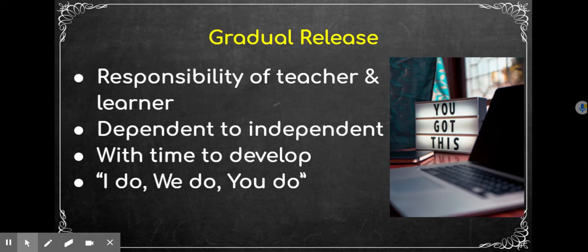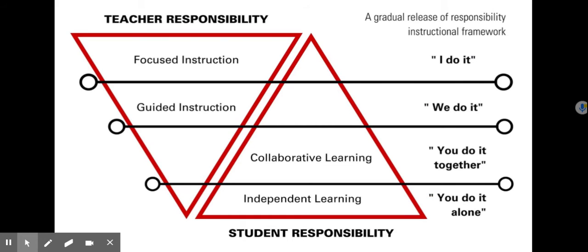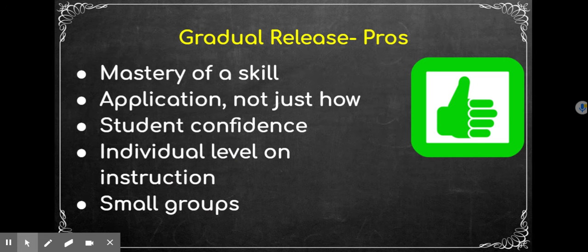There's a lot of responsibility of the teacher and learner, so they're very dependent on each other. The learner will start off as dependent on the teacher and then eventually go to their independent phase on their own. This should be with time to develop. This is more of a gradual process, kind of think of not a rubber band where it snaps back in, but kind of like a slow putty where they're going to the process on their own. So again, here is the model, the I do, we do, and then you do it on your own. Let's go to the pros and cons of this model.